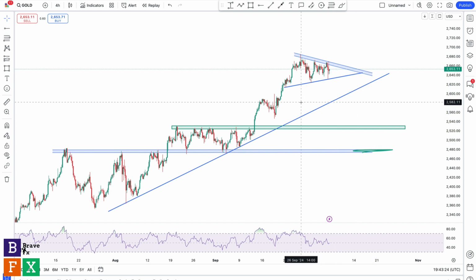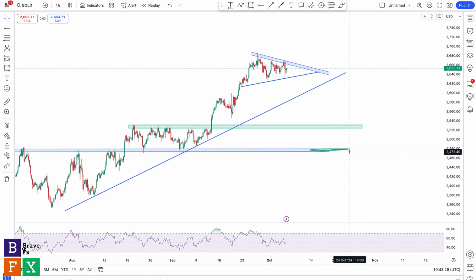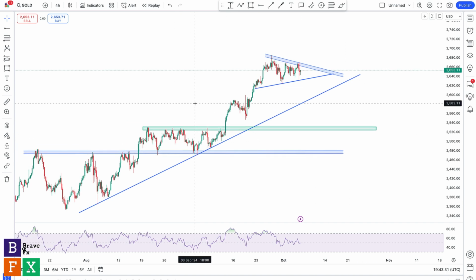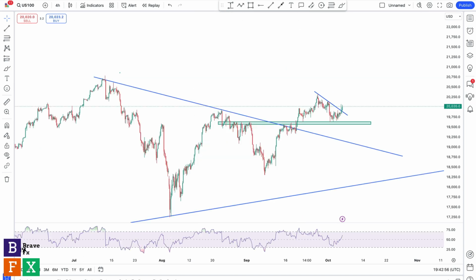Other than this, I'm just going to wait to see what the market does, see how the market reacts to price action and price movement. Then I'm going to take my positions as my confirmation kicks in. That's the brief for gold. Moving on, we'll be talking about Nasdaq.